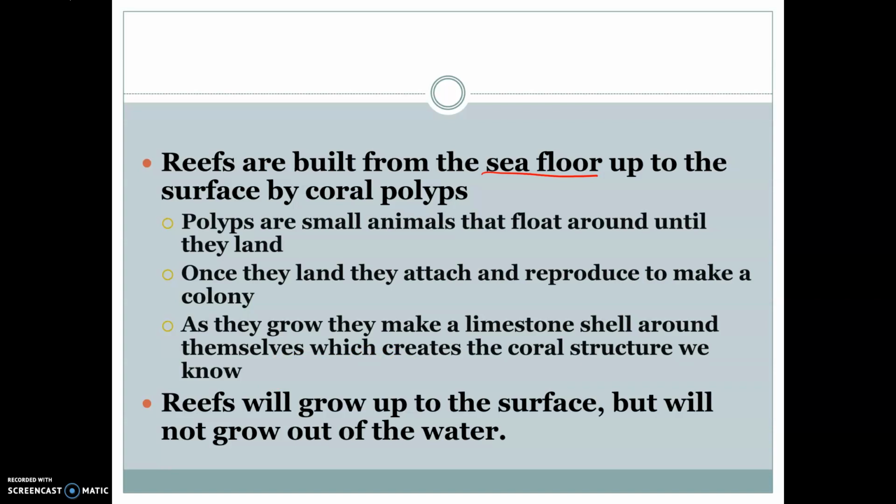So how do reefs build? They build from the seafloor up to the surface, growing upwards by coral polyps. Remember, coral is a living organism. They are animals, and they are going to build up. Reefs will go up to the surface, but will not grow out of the water. They do require water, and they need to stay underneath the water to survive.